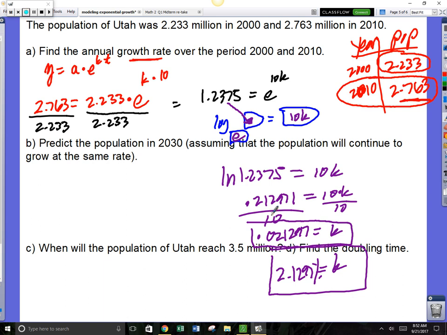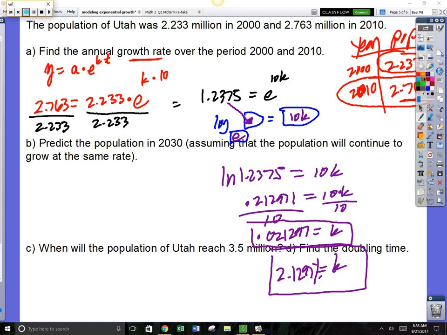So B, once you found that rate of change over the past 10 years, we're going to use it to kind of predict future models. So we're going to predict, let's say, assuming the population continues to grow at that same rate, let's predict the outcome in 2030. So 2030, from 2000 is going to be a difference of 30 years. So my model, getting kind of cluttered here.